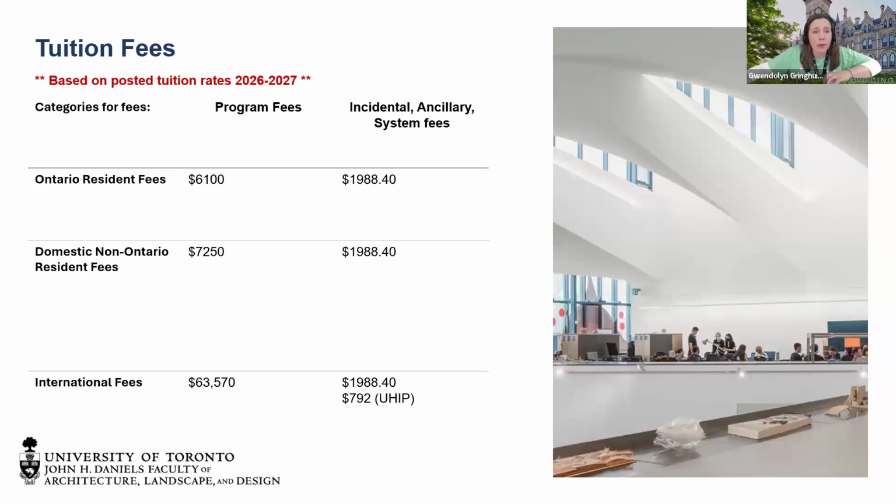Tuition is something to think about as well. So if you're an Ontario resident, your fees are indicated there. If you are a student who is outside of Ontario, so Canadian, but maybe living in a different province, your fees are slightly higher in terms of tuition. For all three, the ancillary fees do not change. The international student fees are quite a bit higher, as well as one other thing to consider if you are coming as an international student. There is something called UHIP, which is the University Health Insurance Plan, which you do have to pay for as well.